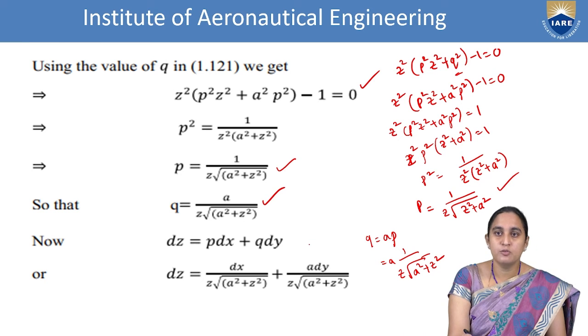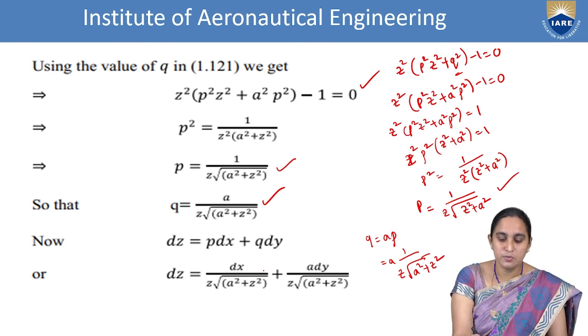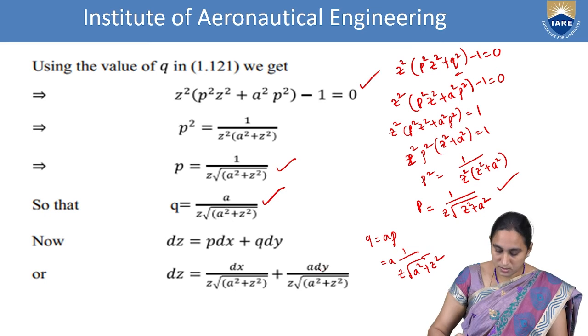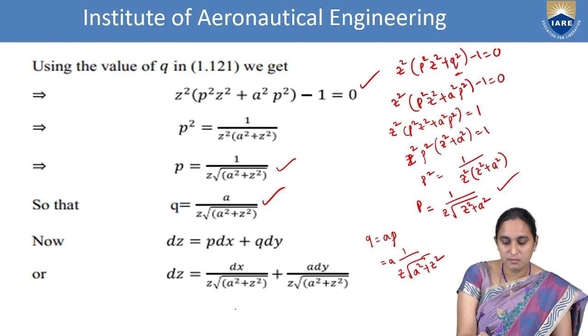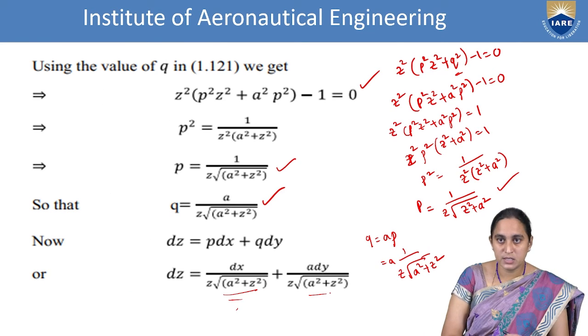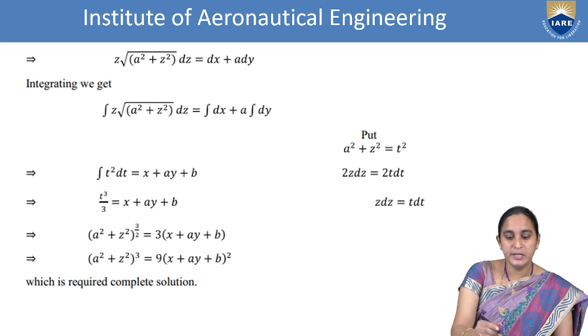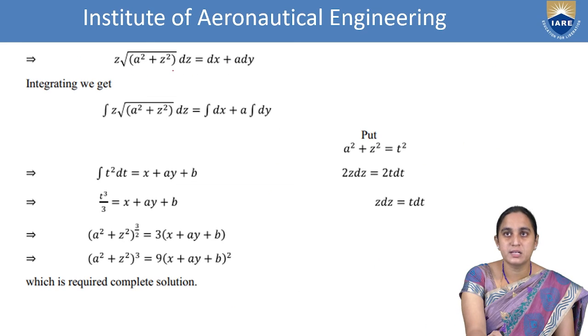Now we know the P and Q values, so substitute in the formula dz is equal to p dx plus q dy. Then dz is equal to, what is p? 1 by z into root a square plus z square dx, plus what is q? A by z into root a square plus z square into dy. Then in the next step, the denominator is the same, so I'll take it outside, that is z into root of a square plus z square into dz is equal to dx plus a into dy.